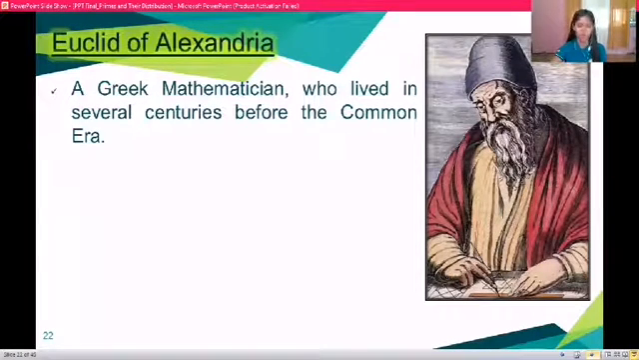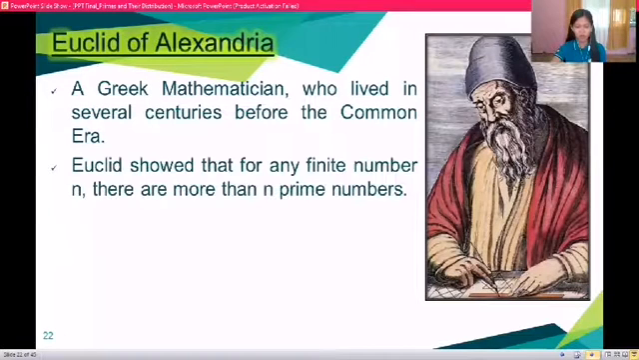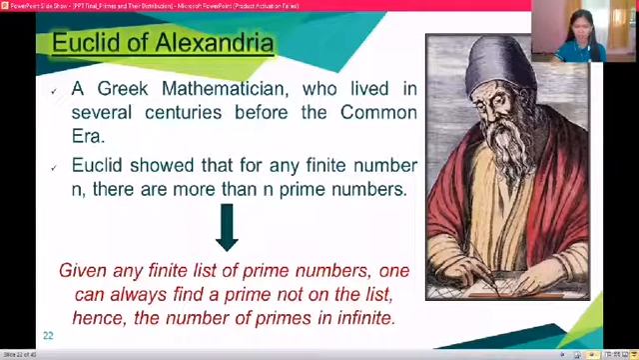Aside from his many contributions to geometry, he also made important contributions to our understanding of numbers. In particular, Euclid showed that for any finite number n, there are more than n prime numbers. This is equivalent to what we would say, given any finite list of prime numbers, one can always find a prime not on the list. Hence, the number of primes is infinite.